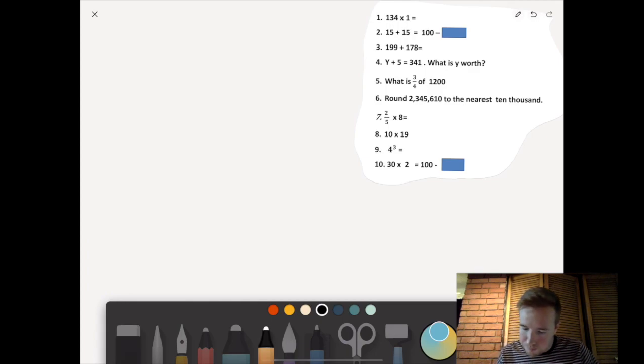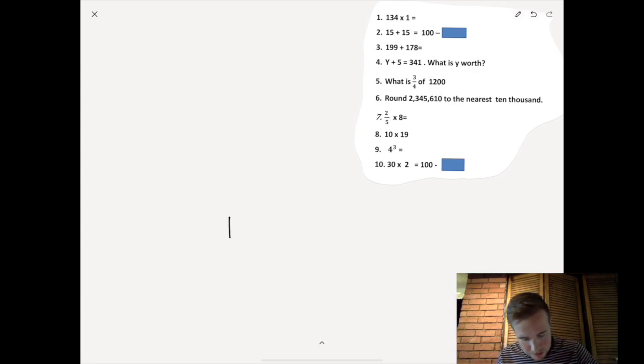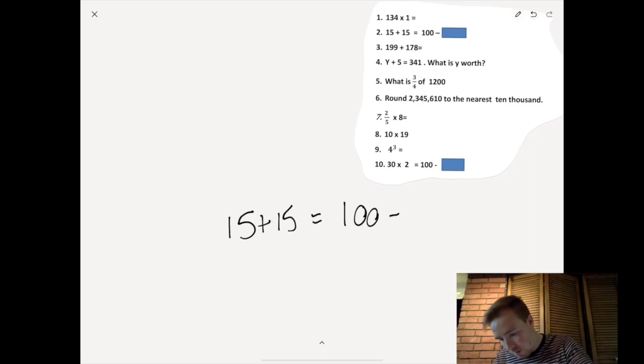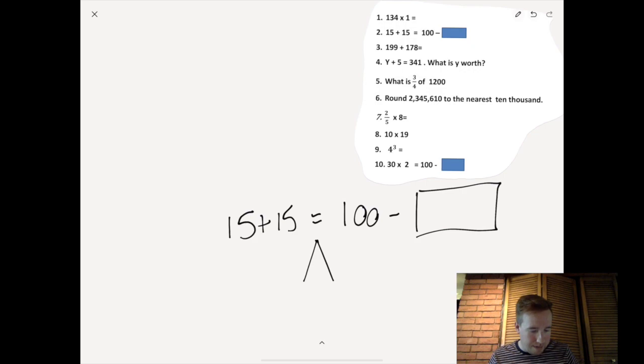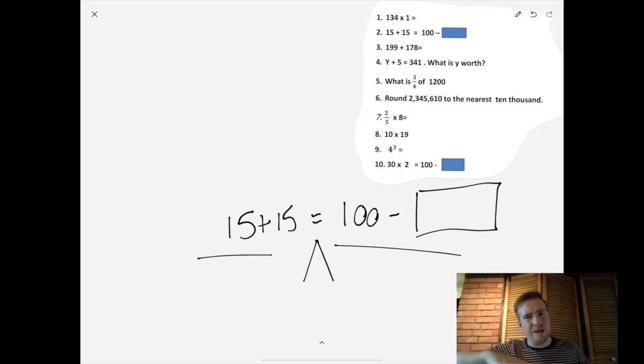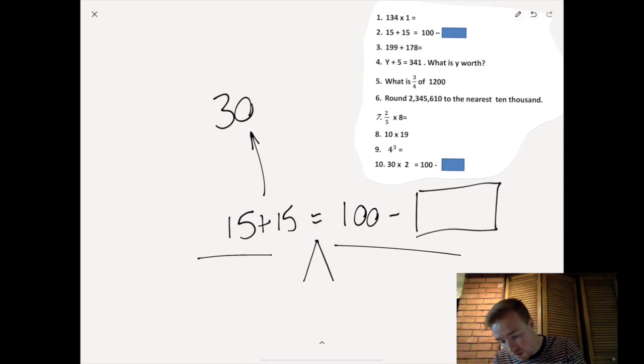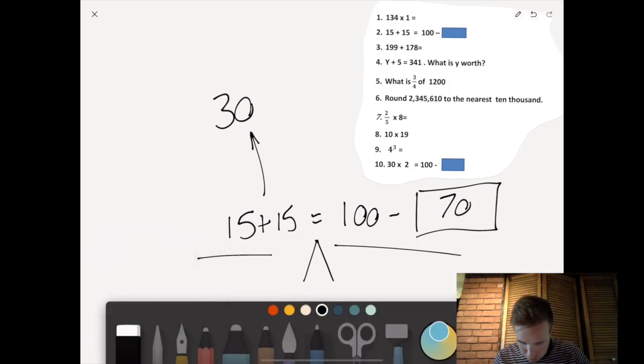Question 2. 15 add 15 equals 100 subtract big blue box. We talked about it the other day. The equal sign acts as a set of scales, so both sides have to balance. So 15 add 15 you have to work out first of all, which is 30. So 100 subtract something has to be 30. If you know your number bonds to 10, then you know your number bonds to 100, and it's lovely and straightforward, 70. That one shouldn't have caused too much trouble.